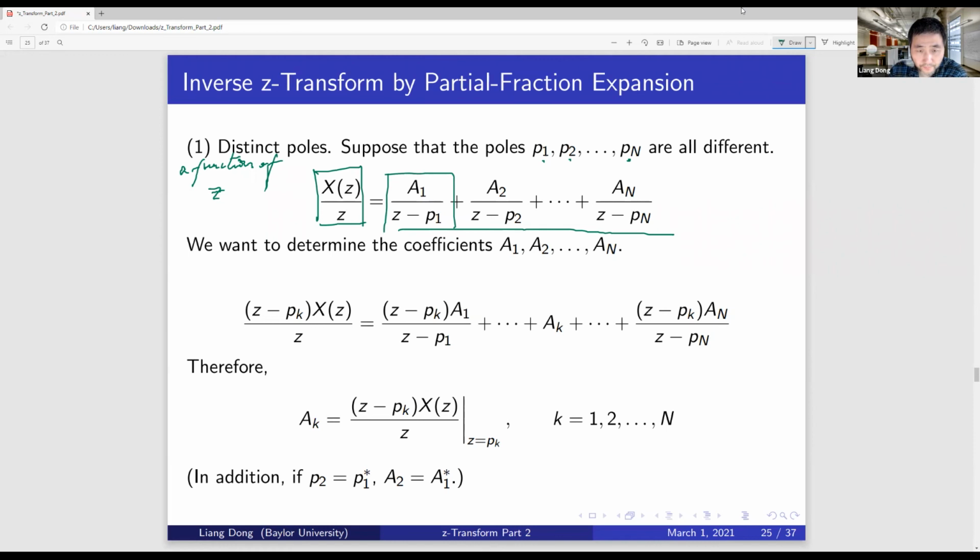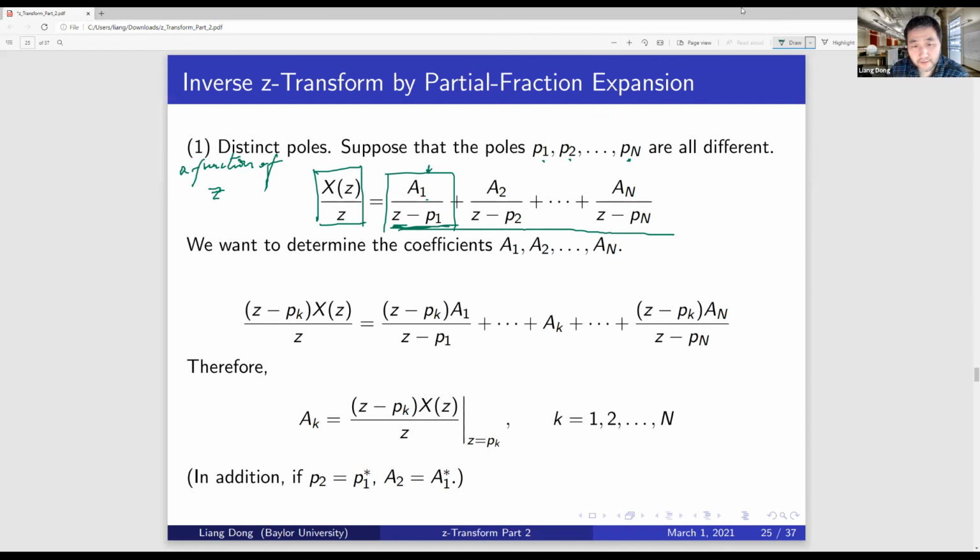Let's just look at the first one here. Because I have a proper rational function, if you divide into these terms, each term in this green box should also be a proper function, meaning that the order of the numerator should be strictly smaller than the order of the denominator. Well, in this case, the order of the denominator is 1, just z subtract P1, right? Therefore, the order of the numerator is 0, which means that the polynomial on the numerator is a constant. It's a constant A1.